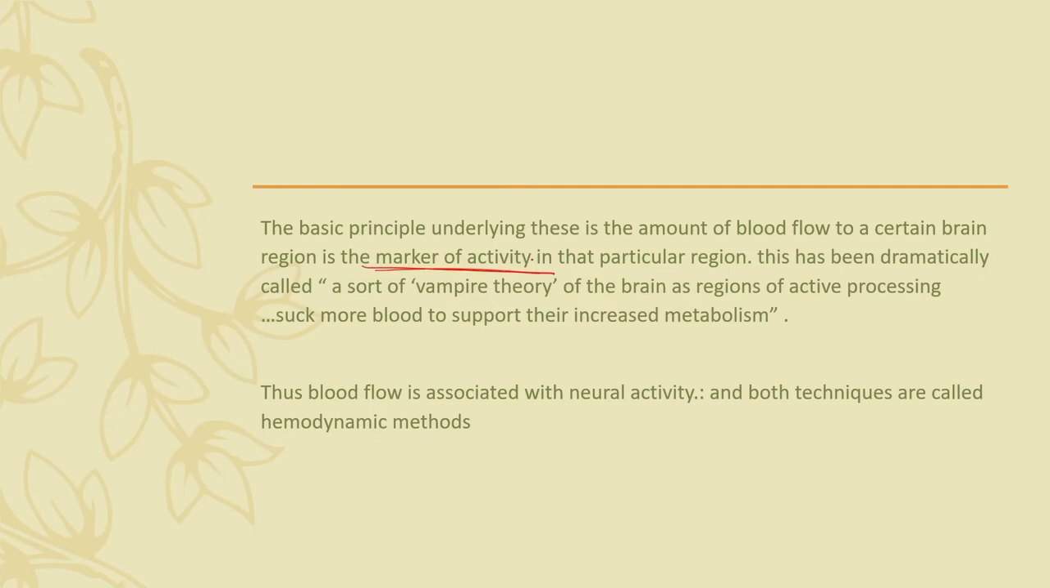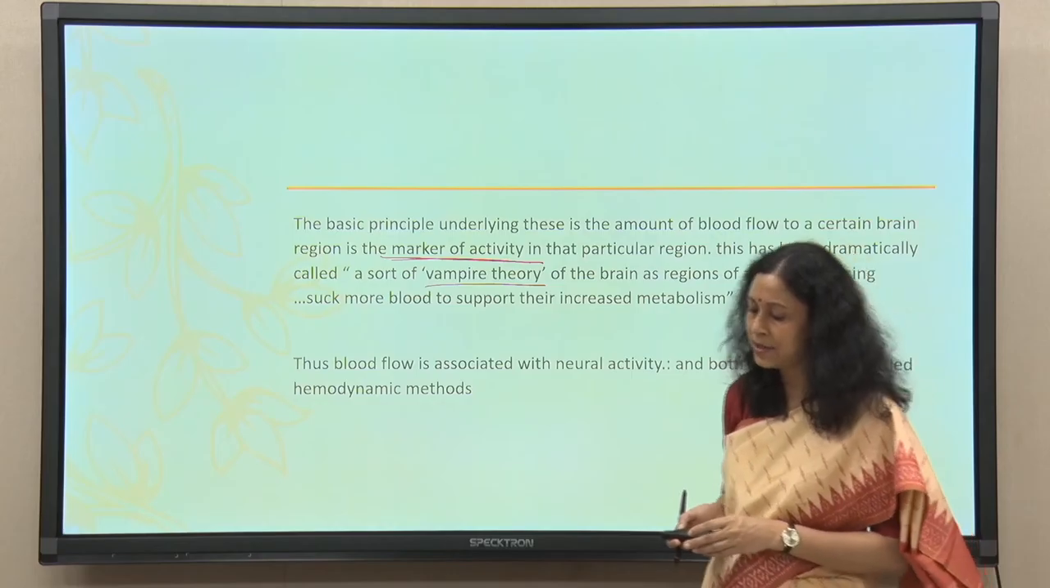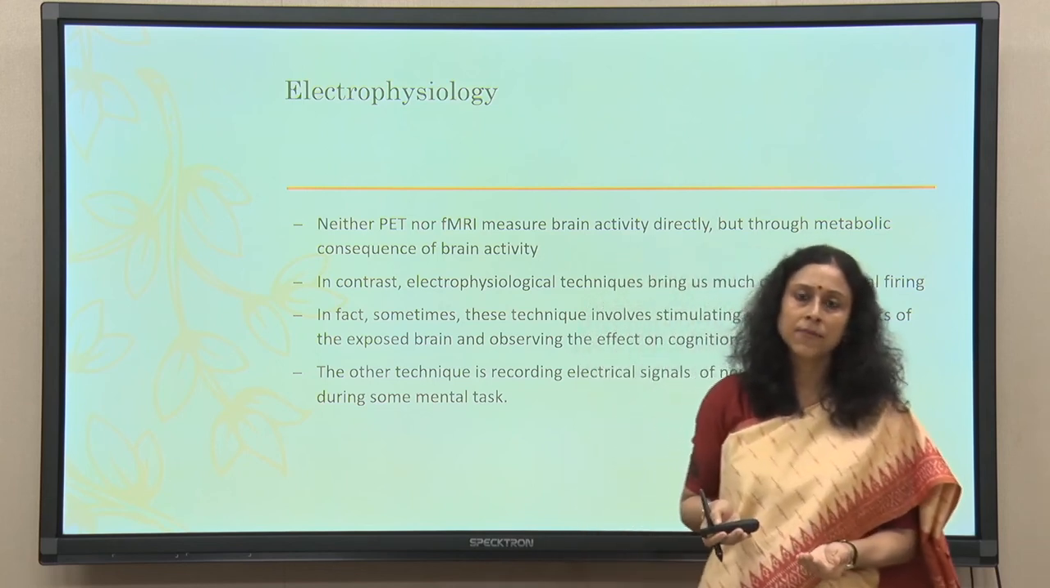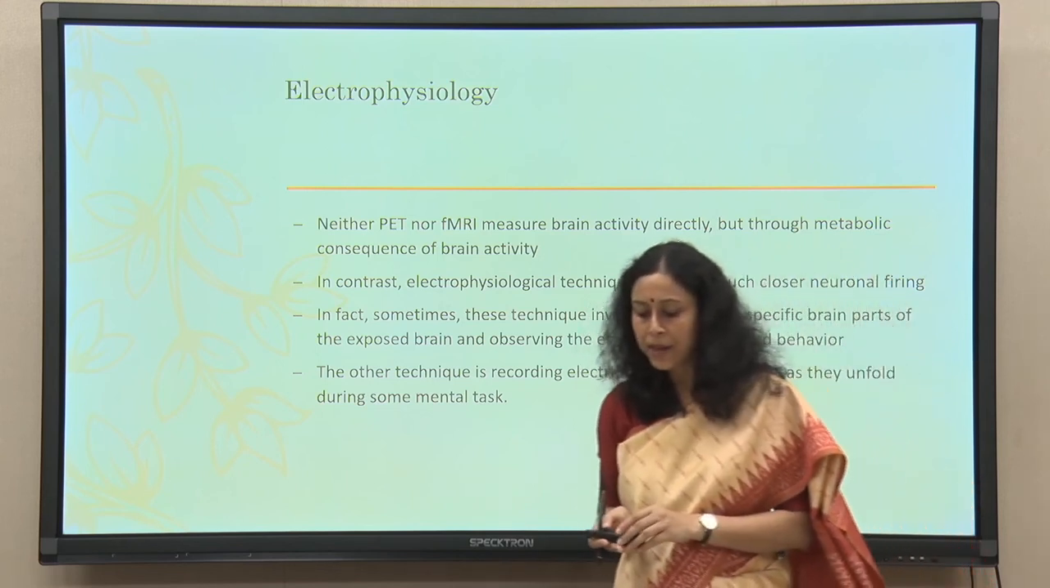So, higher blood flow marks higher activity in that particular region, and in fact, this has been dramatically called the vampire theory, because it depends on more blood to support the higher, increased metabolism. Thus, blood flow is associated with neural activity, and that is what these methods depend on, and because they depend on blood flow, they are called hemodynamic methods.